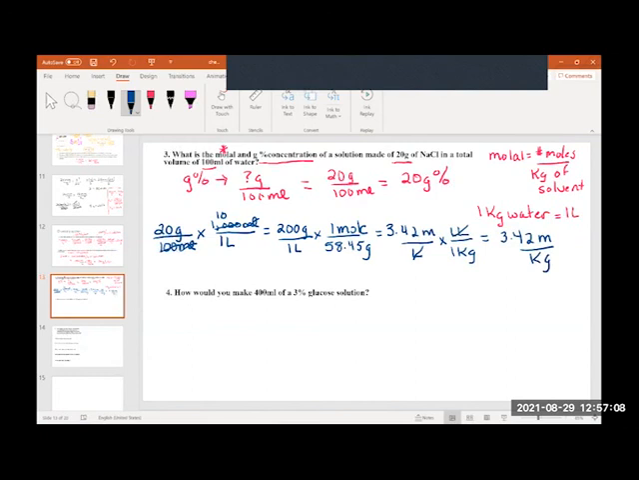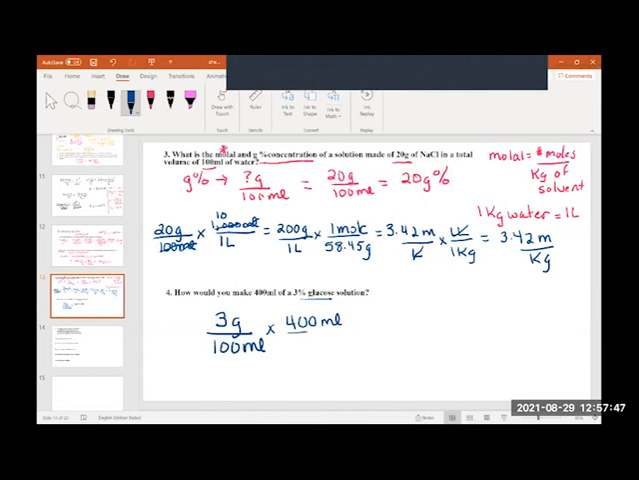What about this problem? How would I make 400 milliliters of a 3% glucose solution? Well, start with what you have. I have 3 grams in 100 milliliters. How much do I want? I want 400. You know, this is a lot like if you were making chocolate chip cookies and you're following the directions for 1 batch, which gives you 24 cookies, let's say. Let's say you want to make 4 batches. What would you do to every part of the ingredients list? You would multiply by 4, wouldn't you? Well, that's exactly what we're doing.